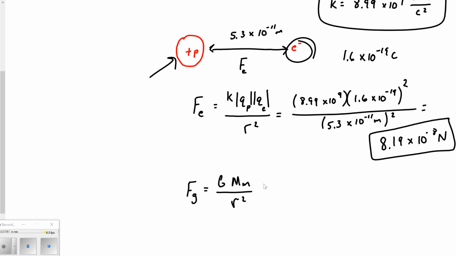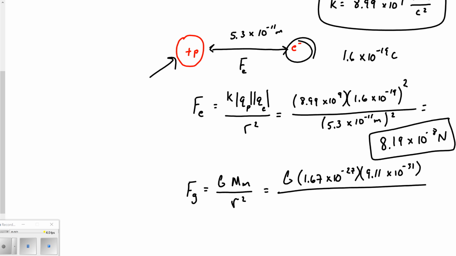But anyway, if you were really curious about this, what you would probably try and do is go through and calculate big G times the mass of a proton, which is 1.67 times 10 to the negative 27, times the mass of the electron, 9.11 times 10 to the negative 31 kilograms, divided by that same radius squared. It'd be interesting to try and compare the value of the electrostatic force to the gravitational force, but I'm not going to try and throw that in at this time.